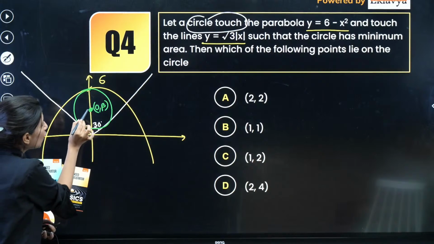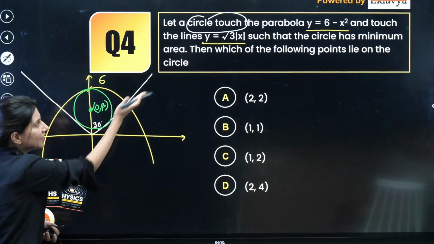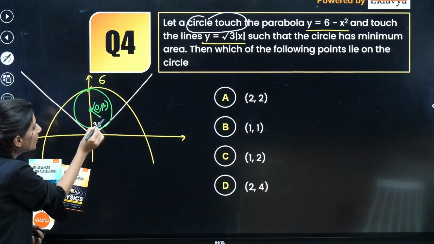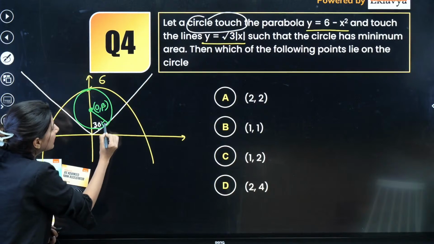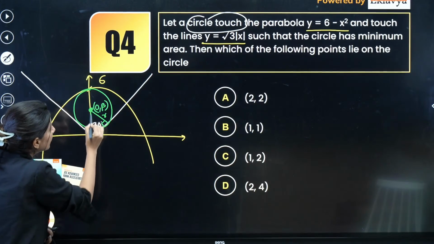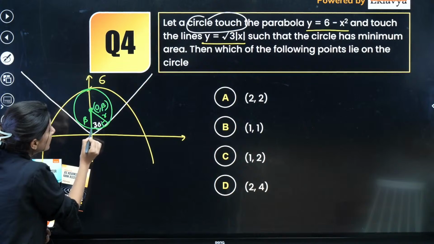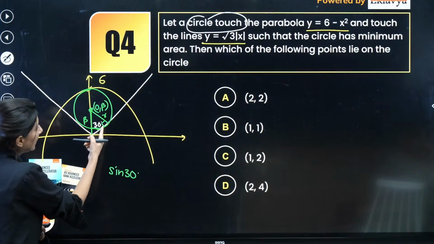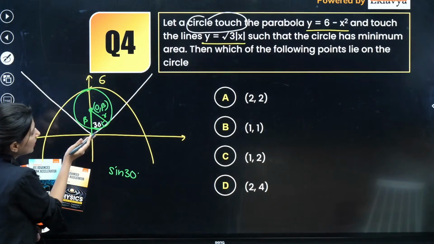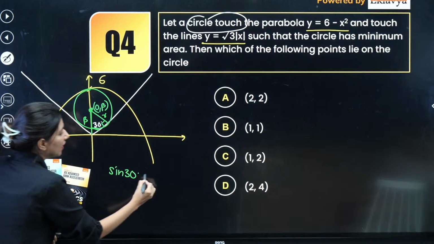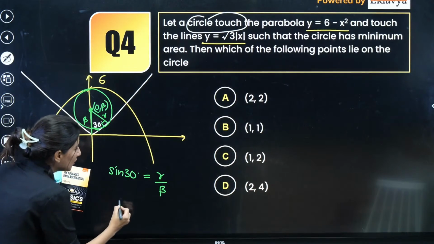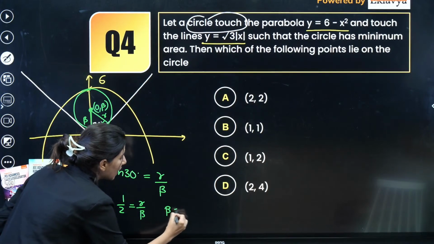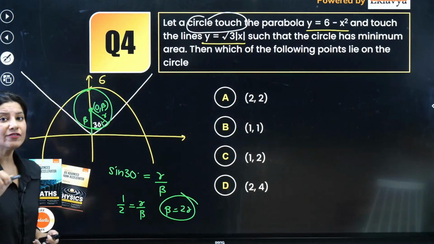And if I just draw a perpendicular, this white color line will act as a tangent. So can I drop a perpendicular? This is 90 degree. This is your radius, and this length is your beta, and this angle is 30 degree. Can you see sine 30 degree? Sine 30 degree is r upon beta. So that means 1 by 2 is equals to r by beta. Beta is coming out as 2r. That is the first thing.